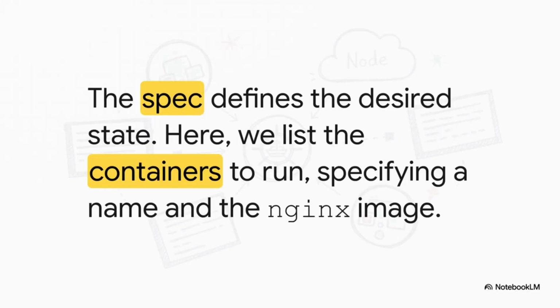And finally, the real meat and potatoes, the spec. This is where we say what we want inside the pod. We specify a list of containers. See that little dash? We give our container a name, Nginx, and then the image line tells Kubernetes, go to a registry like Docker Hub, find the official Nginx image and run it for me. And that's it. That is a complete, totally functional pod definition.